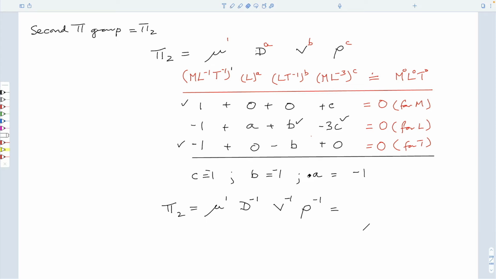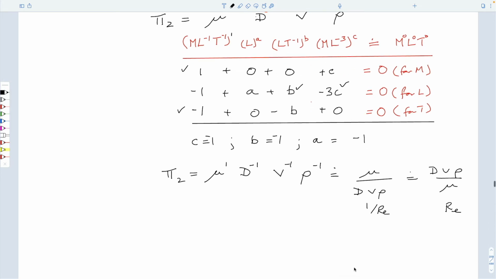And of course it has to be that, because we can guess what's going to come out of this. And it's going to be equal to mu divided by d v rho. And all we care about is the dimensions, so we could also write this as d v rho over mu. So this is Reynolds number, this is 1 over Reynolds number. Yeah. So, and that's it.